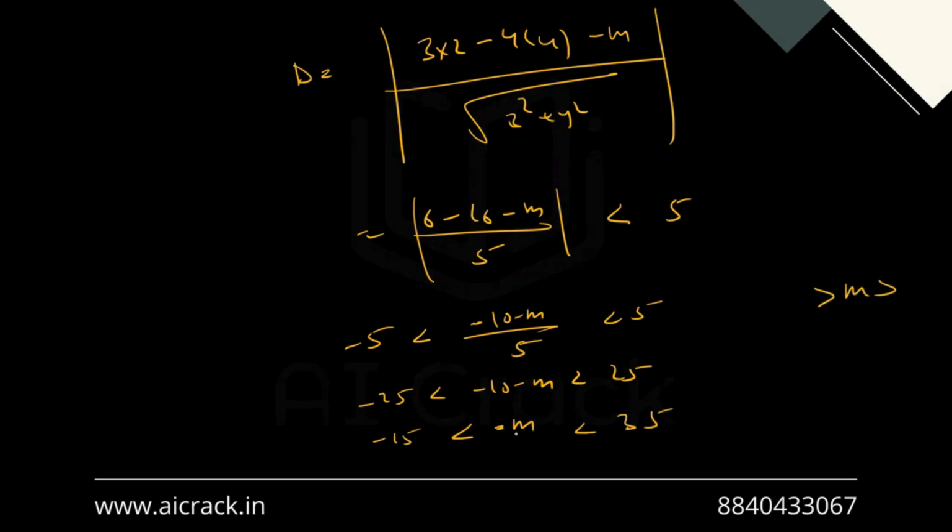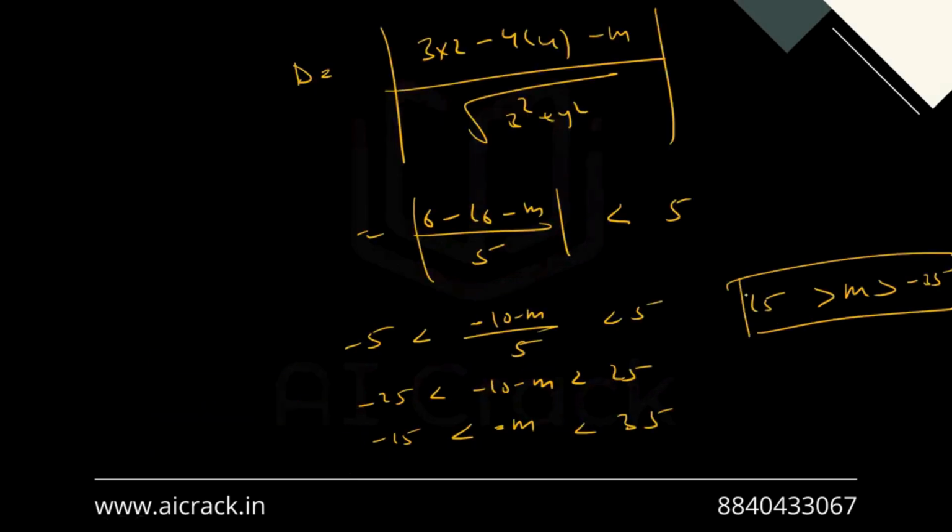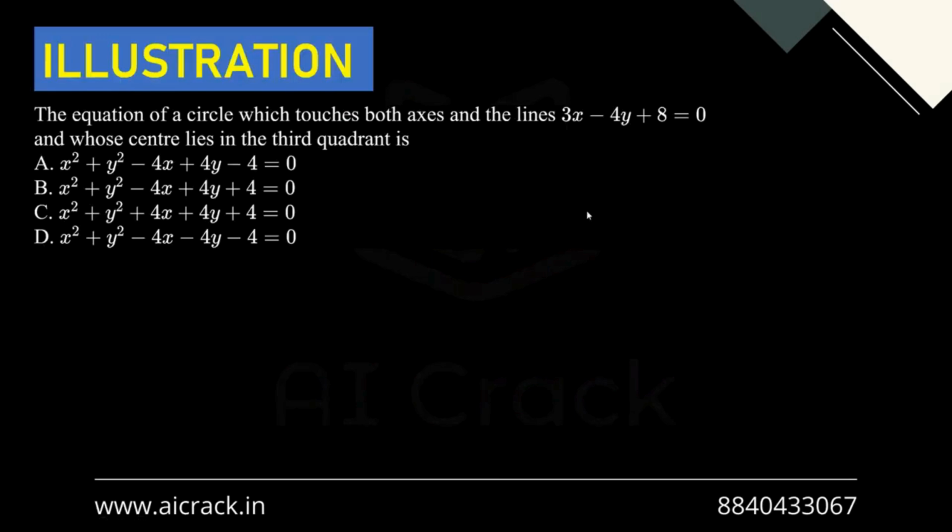because we have a negative sign over here, if I multiply negative on both sides, the inequality would change. That becomes 15 and we have minus 35. So this should be our range for this question. So we have A as the correct answer. Yes. Now let us look at this question.